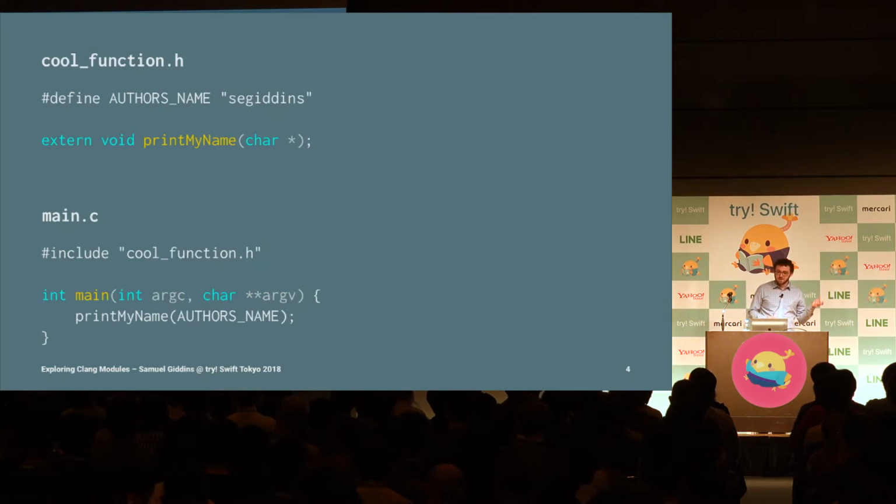In C, you gain access to the contents of a header with a #include directive. Without the #include in this main.c file, you wouldn't be able to call the printMyName function in a modern version of C anyways, since the declaration wouldn't be visible. C in this way is kind of a single file language.